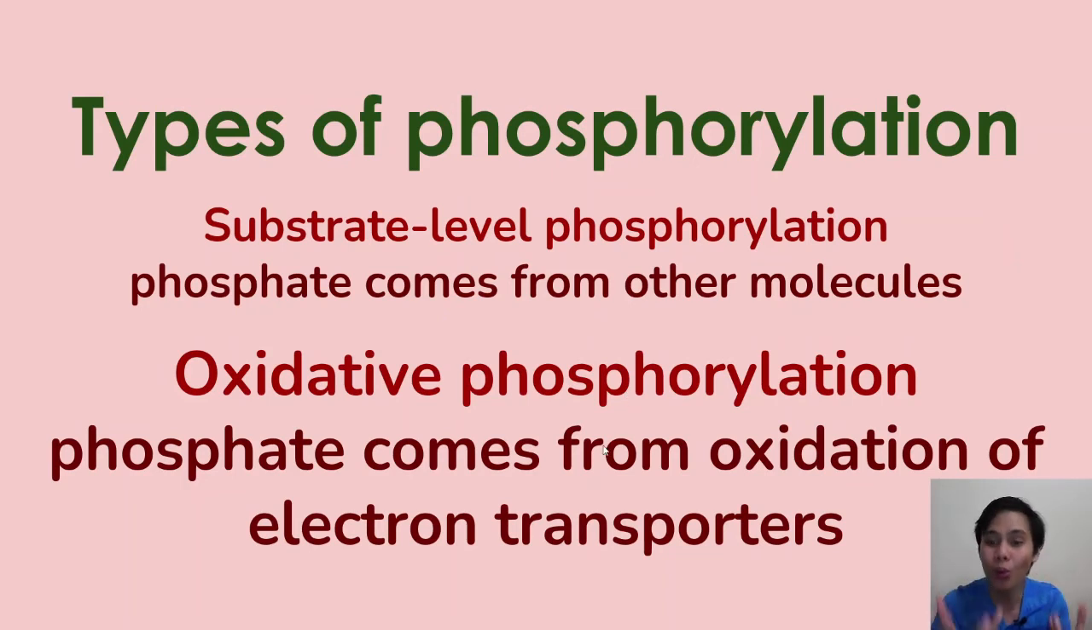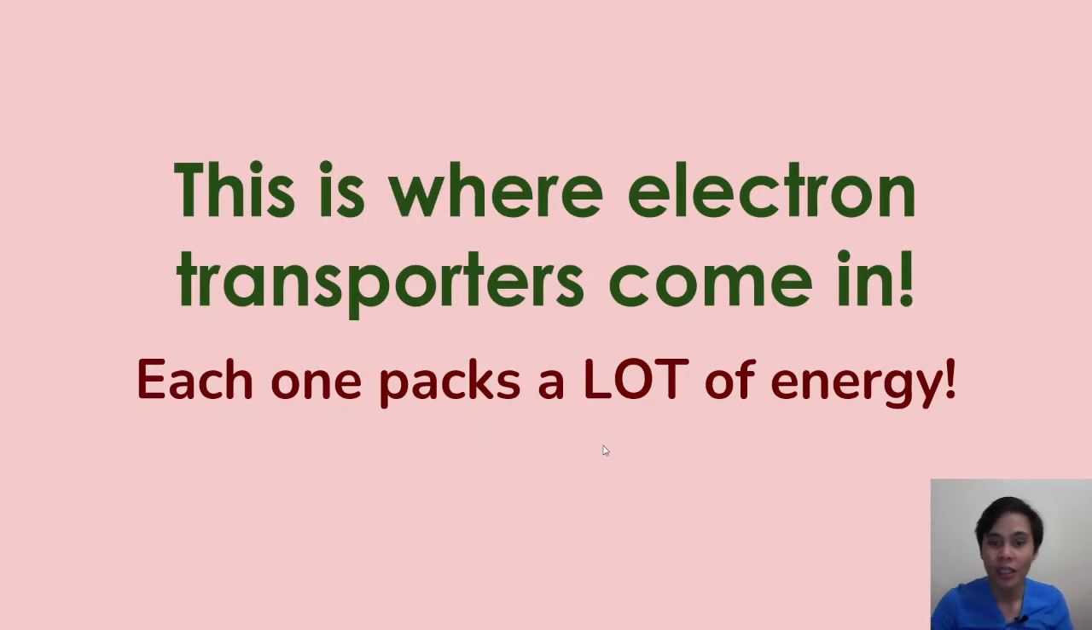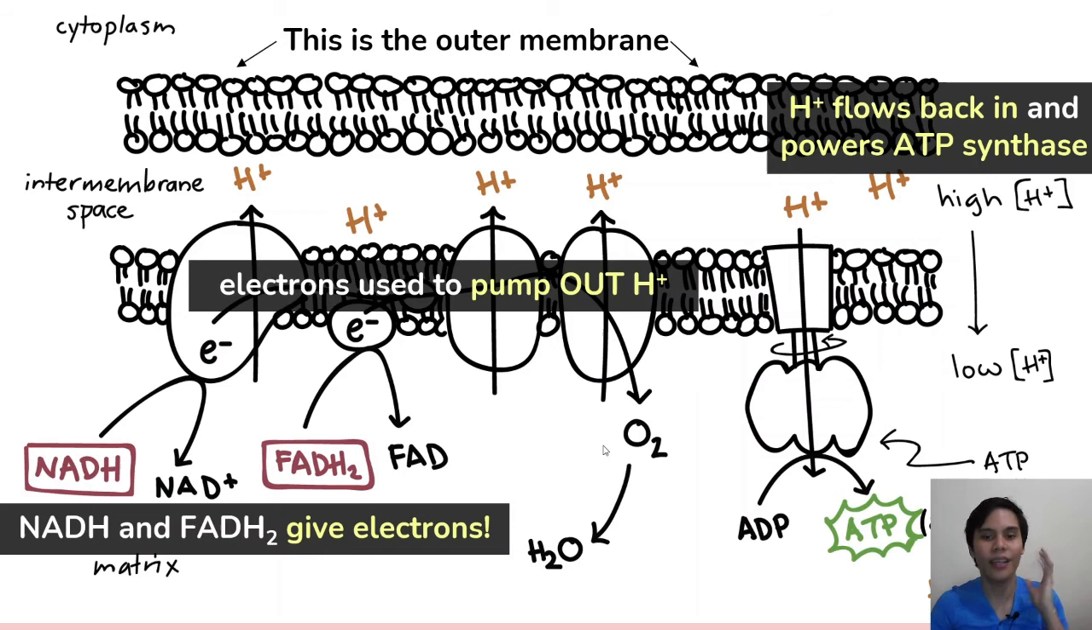And this is where most of the ATP of your respiration comes from. So again, your electron transporters come in and they pack a lot of energy in their electrons. So this is what happens. Your NADH and your FADH2 will give their electrons to the electron transport chain. So in some references, you might find names for these, ubiquinone or COQ.